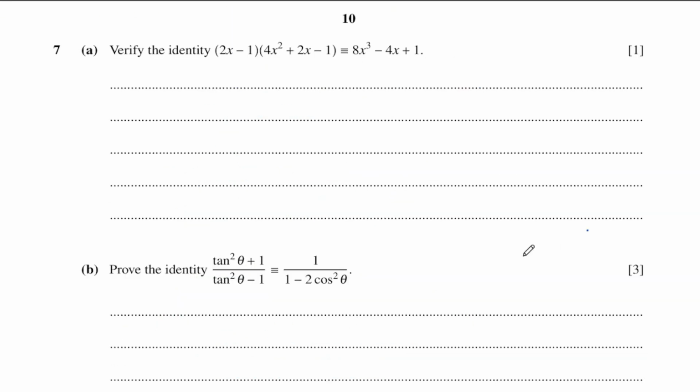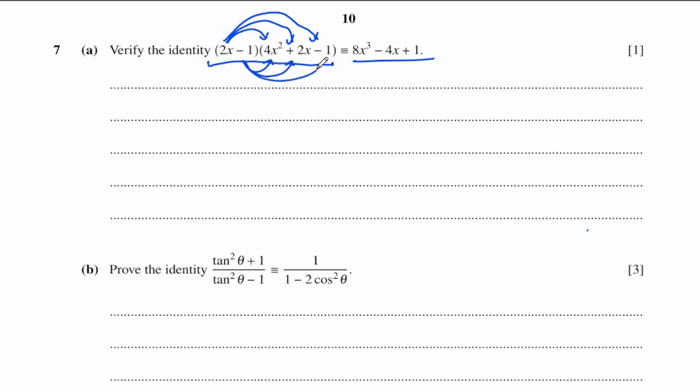For this next part, we need to do verifying identity. So obviously we just need to multiply this in, and we should get this. So remember, how do you multiply in? You take the first term with the first term, first term with the second term, first term with the third term, and then do the same thing for the other one.